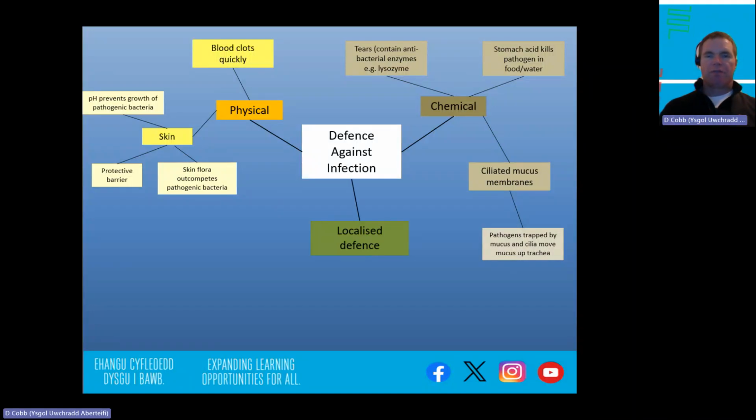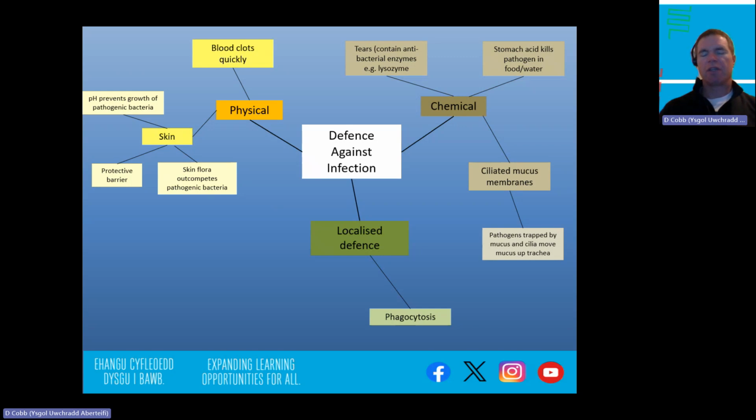Then we have a localized defense. If you were to cut yourself, that is an entry point where bacteria can get in, and whilst blood can clot quickly, there still is a pathway for the bacteria to get in. So what do we do there? Well, first of all, we've got phagocytosis. Phagocytosis is carried out by certain white blood cells called phagocytes, which engulf pathogens.